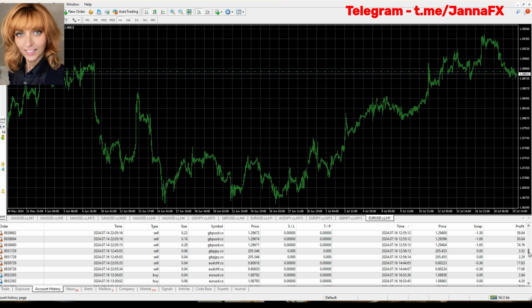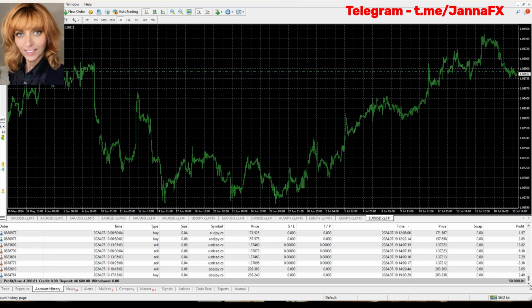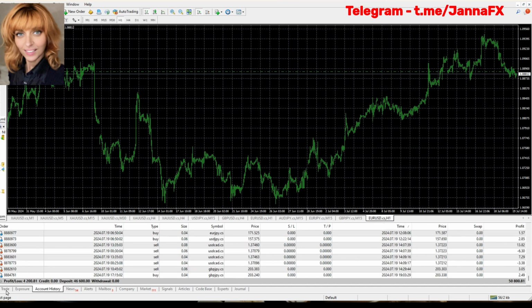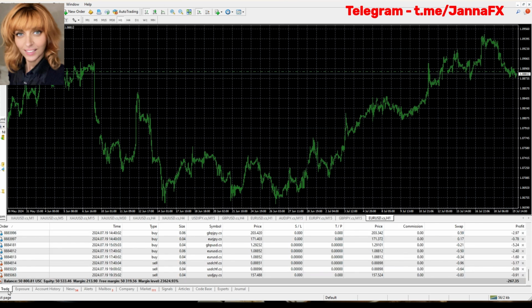So we will see how bad the lot size can grow, of course, but at this moment the result is really nice. And the floating right now is 267. We will see how this month closes. It's only a few days, and at the end of the month, I'm going to check what the balance will be here. Because it looks really, really promising, I have to say.